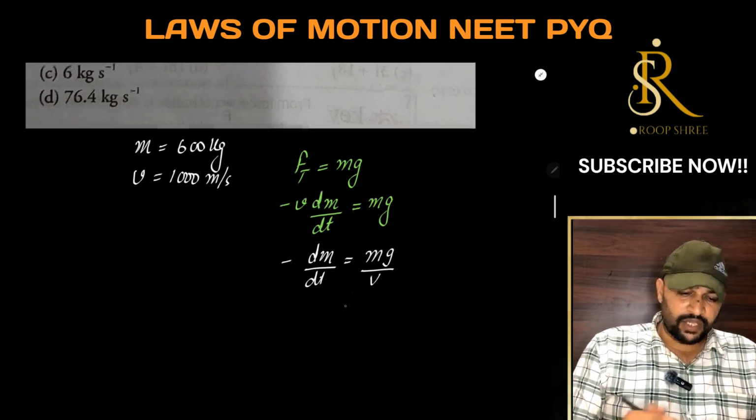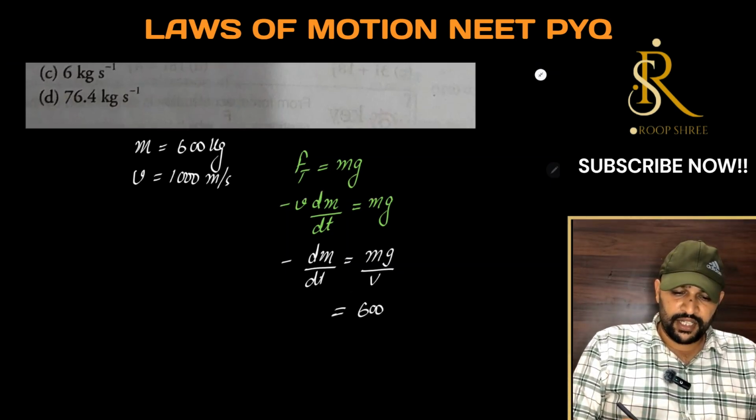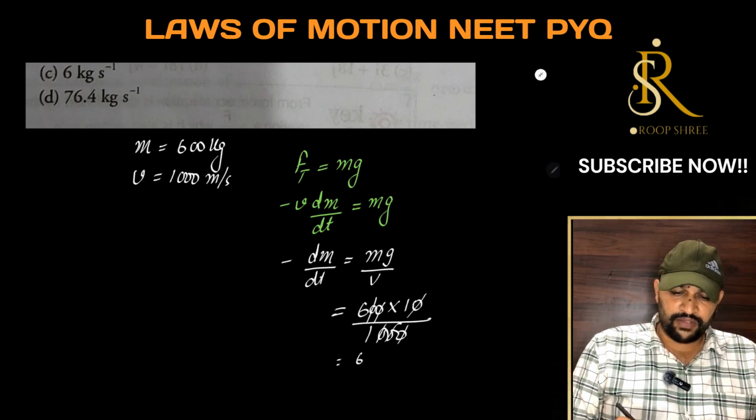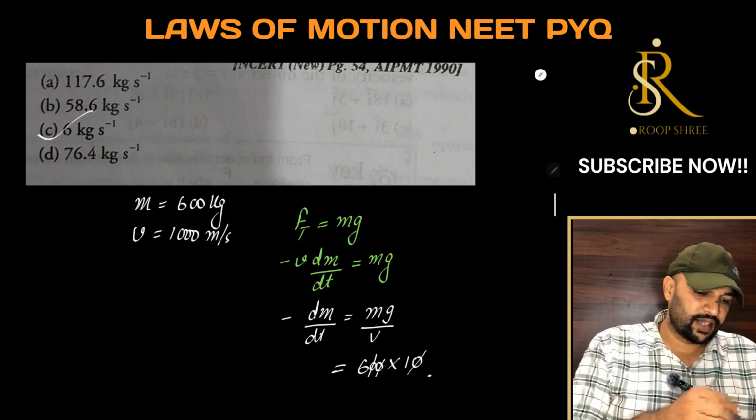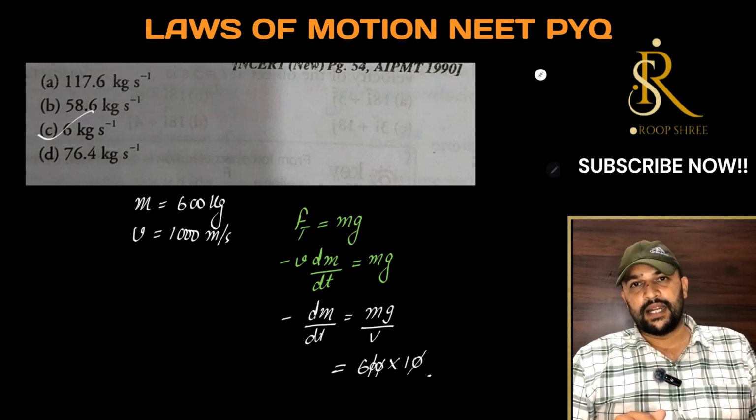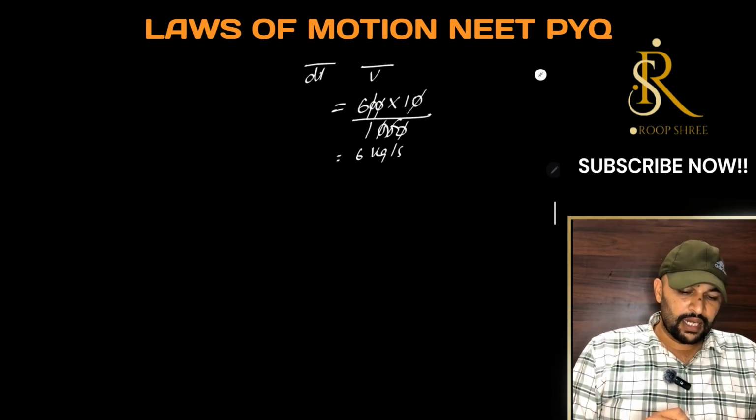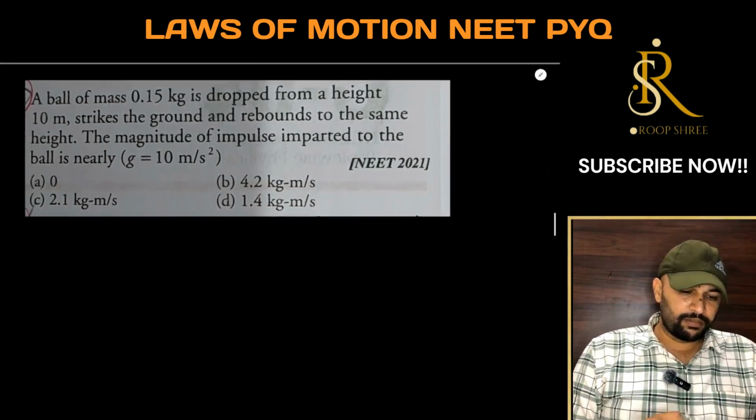So let's substitute here the values. M is how much? 600. G is how much? 10, and the velocity is 1000. So let's cancel out these 3 zeros with all of them, and we are left with 6 kg per second. I hope this is clear. Option C is correct here, 6 kg per second. Clear? Let's see the next problem.